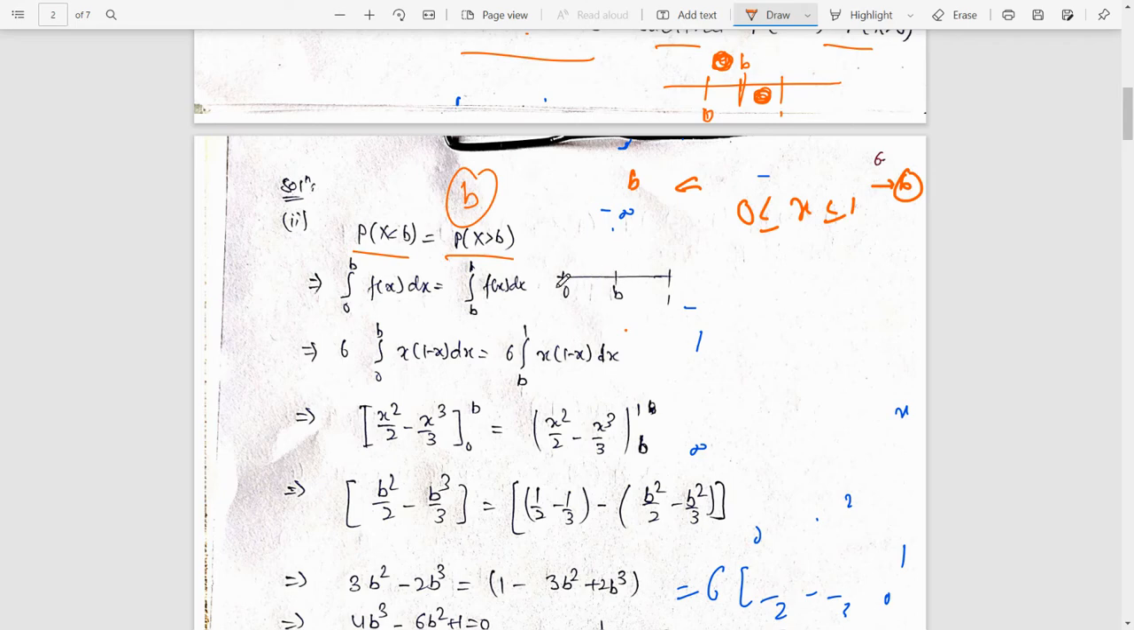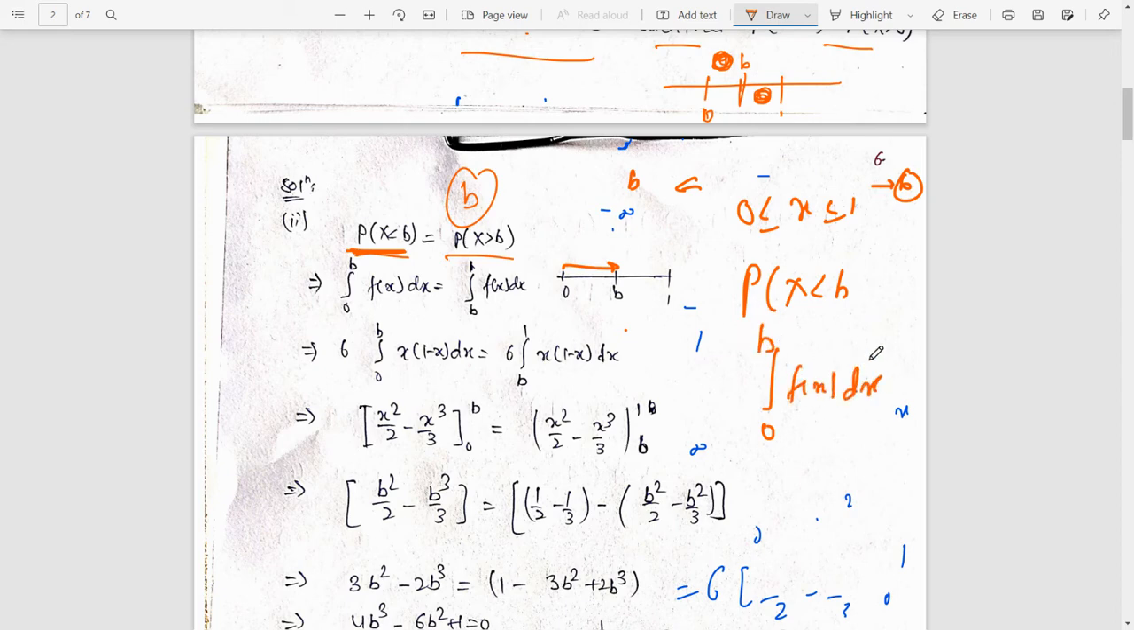So let's say b lies somewhere between 0 and 1. It's not the middle point, let's say it lies somewhere between 0 and 1. In that case, we can find the probability of x less than b. You just take the smaller part, which is 0, and go till the point b. So this is the integral from 0 to b of f(x) dx.